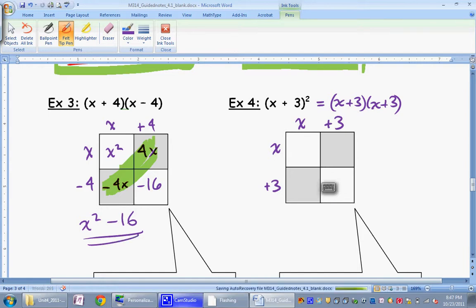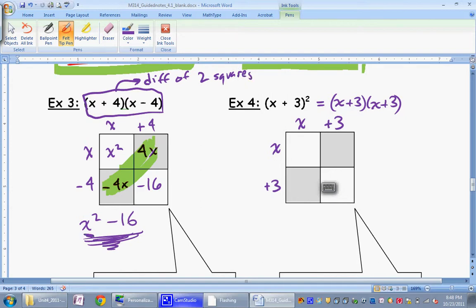This is called a difference of 2 squares. And the reason is we have x squared, which is a perfect square, and 16 is a perfect square. So let's try this next one. X squared plus 3x plus 3x plus 9. Notice what I did. X times x is x squared. X times 3 is 3x for both of them. And then 3 times 3 is 9.